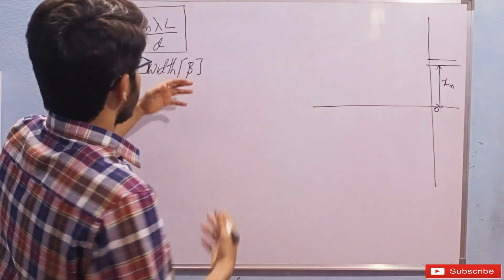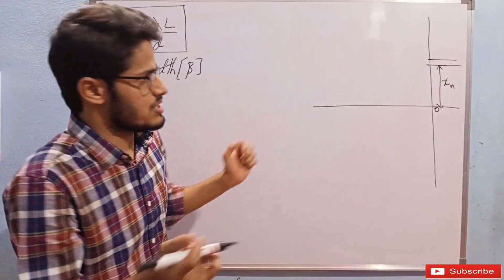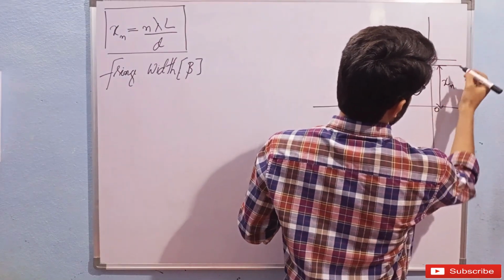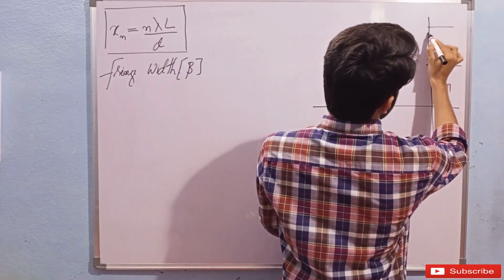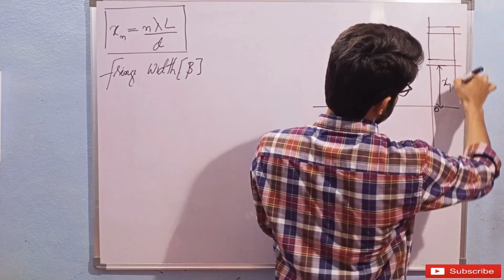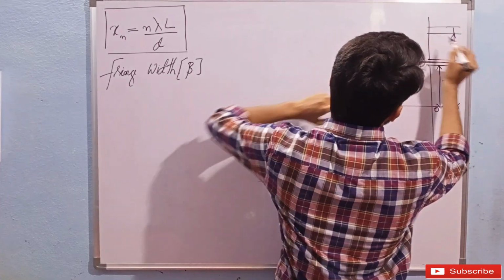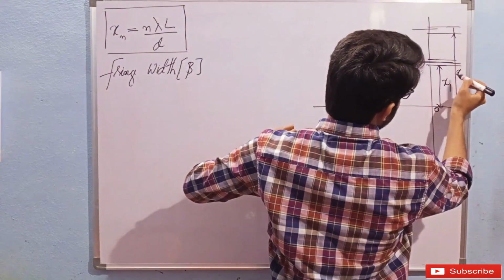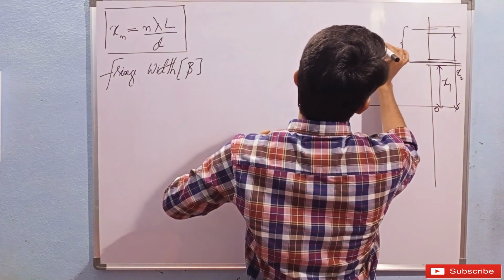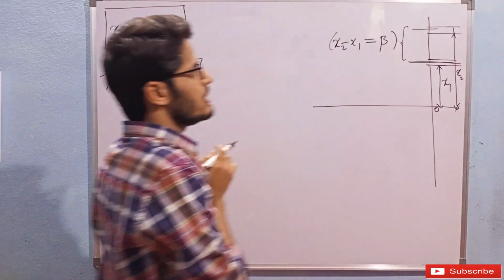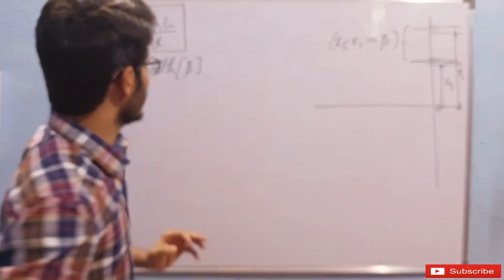So here I am finding the beta by using the successive distances between two bright fringes. Okay, here you will be having the first bright, and suppose at this position I am getting the second bright fringe. So if we subtract the distance between these two, if we do x2 minus x1, that will give me the fringe width beta, and that is what we are going to find out now.